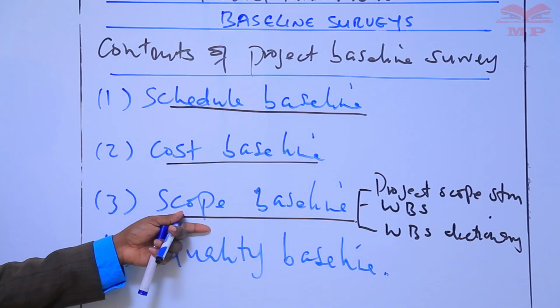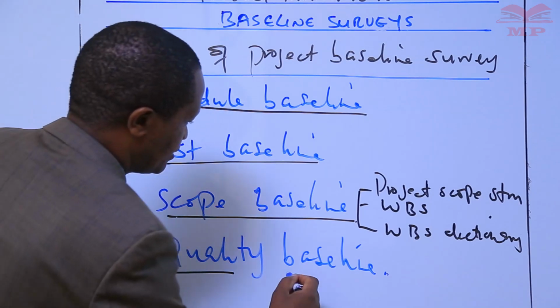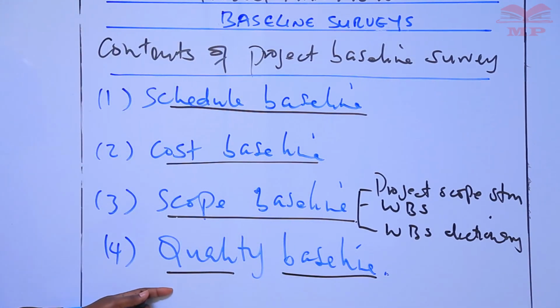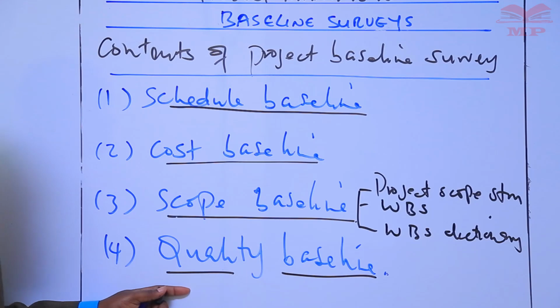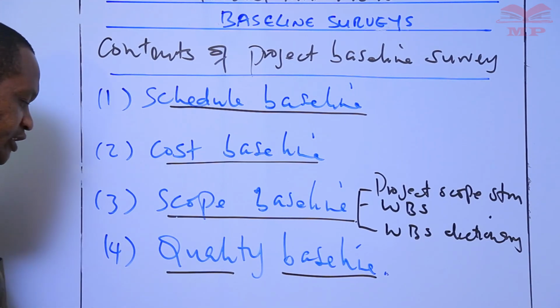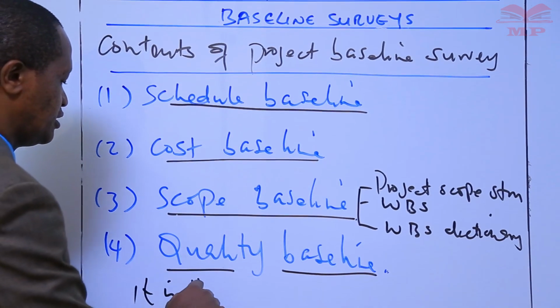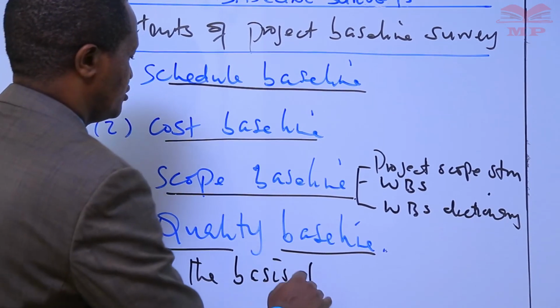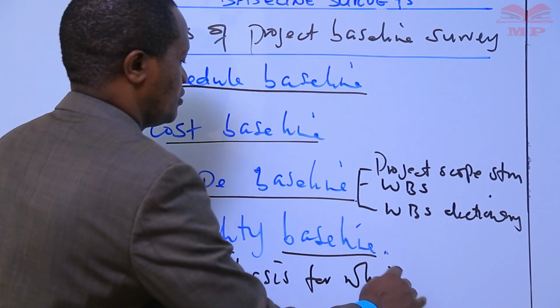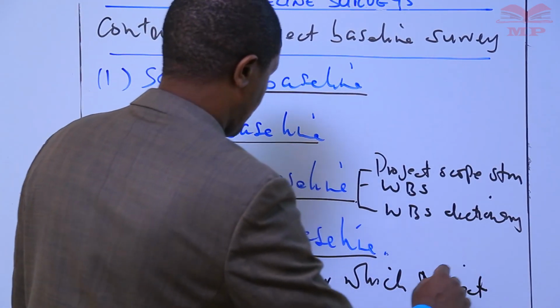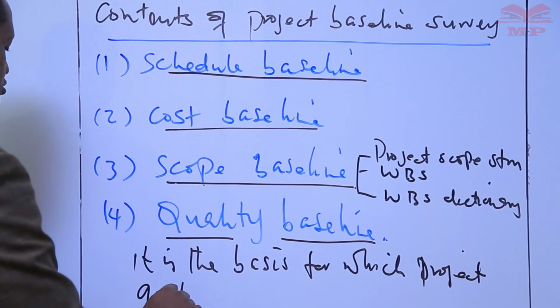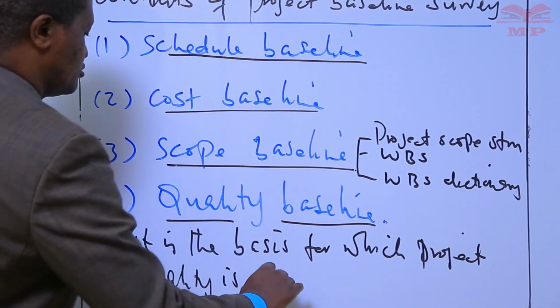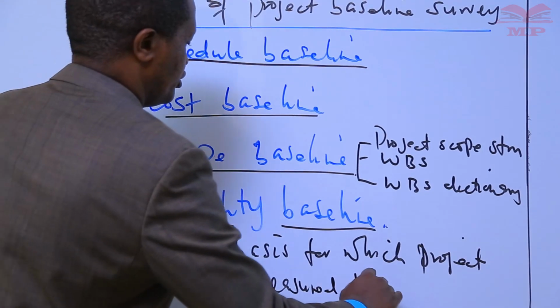And also to achieve the purpose of the project. Then lastly, we have the quality baseline. Now, quality baseline is simply the basis for which project quality is measured and reported.